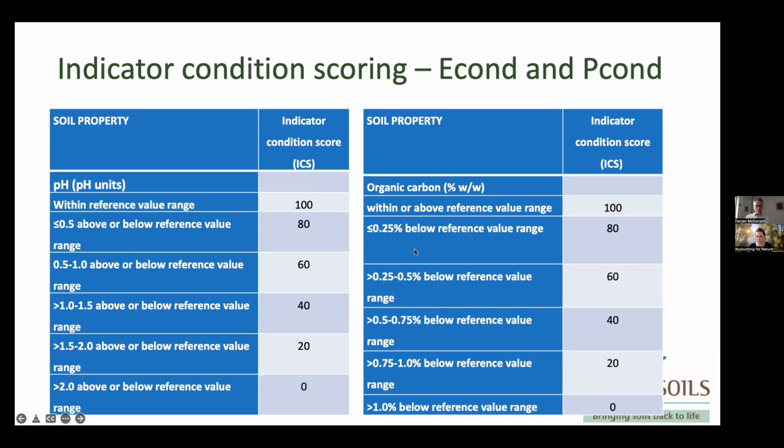So 0.5% below the reference value range, that's the minimum level that we're looking for. 0.5 to 0.75, 0.75 to 1% below reference value. If we're more than 1% below the reference value range, we get a score of 0. So this again is highlighting the importance and trying to assign possibly a higher level of significance or importance to organic matter than we may previously have done.